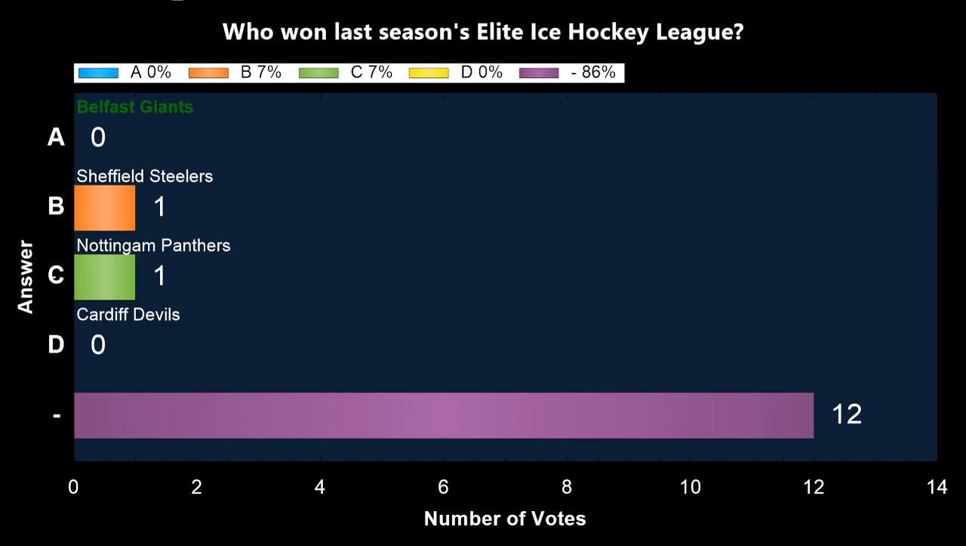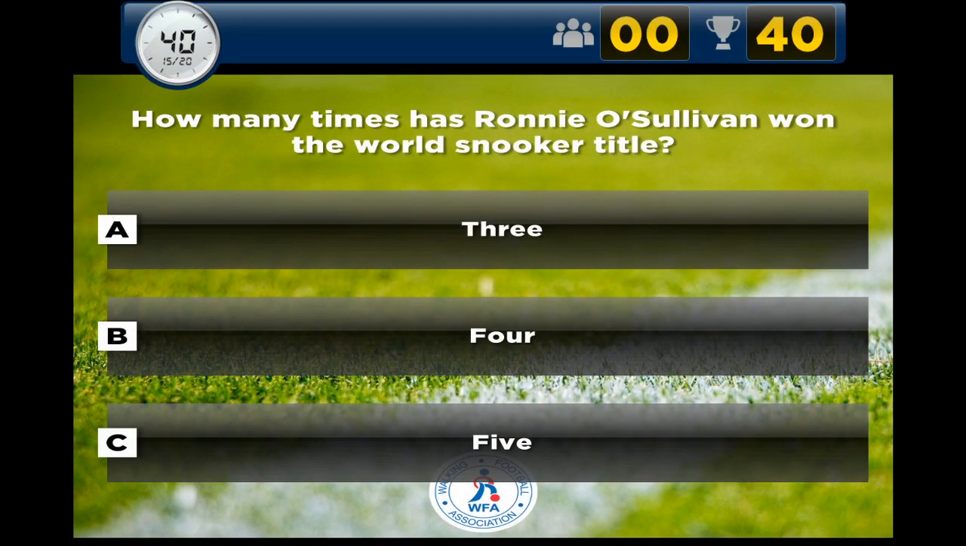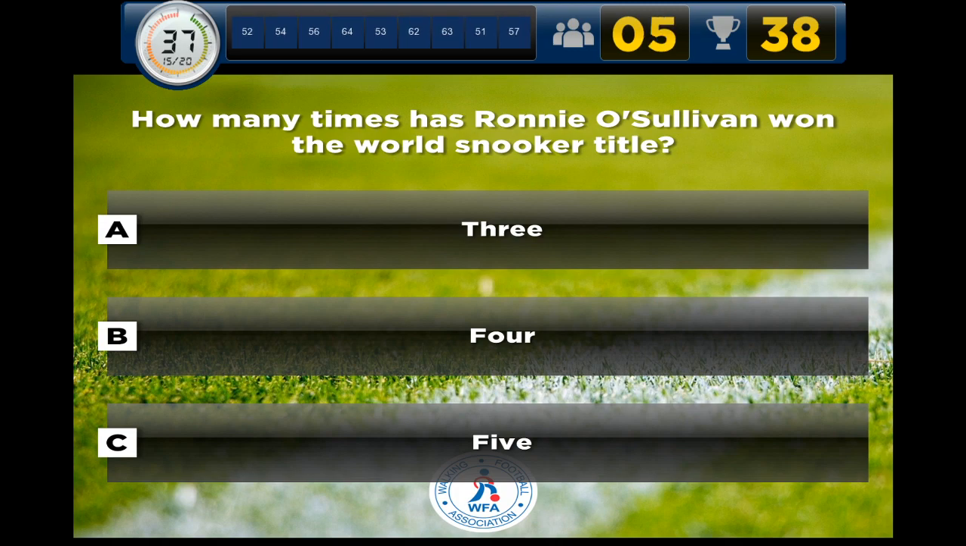for the Nottingham Panthers. So how many times has Ronnie O'Sullivan won the World Snooker title? Is it 3, 4 or 5? So considered by many to be the most naturally gifted player to ever grace the sport. But how many times has Ronnie O'Sullivan won the World Snooker title? Of course it should have been played at the moment at the Crucible, but put back due to the pandemic.